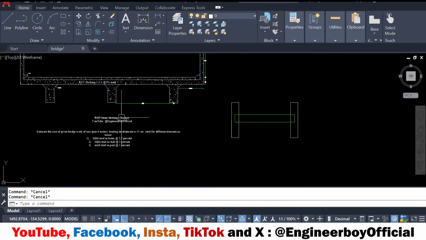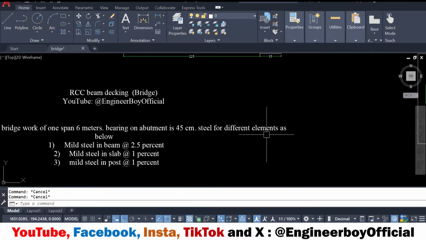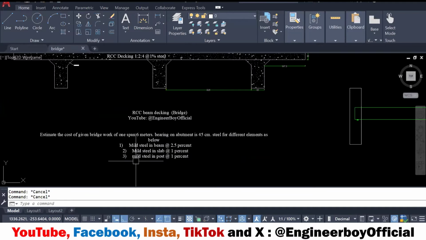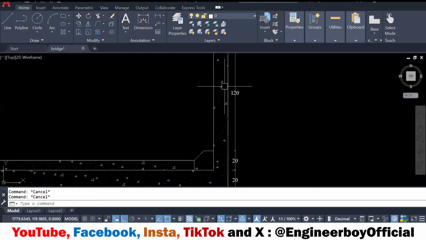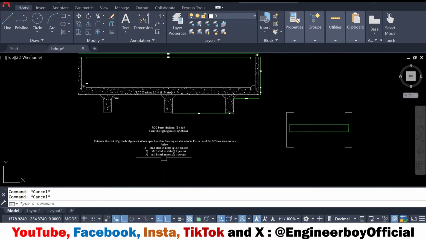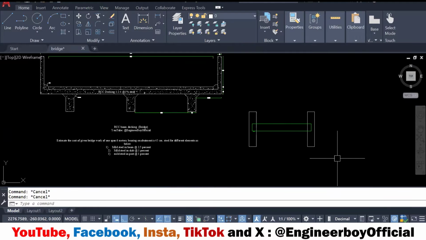So this bearing should be taken as 45 centimeters, and then steel for different elements, mild steel: in beam, that is 2.5%. For slab, that is 1%. And for the posts or handrails, which look like this on both ends, that is only 1%. So we'll be preparing the abstract of cost for the same bridge work. Is there any question? Then we can move forward.